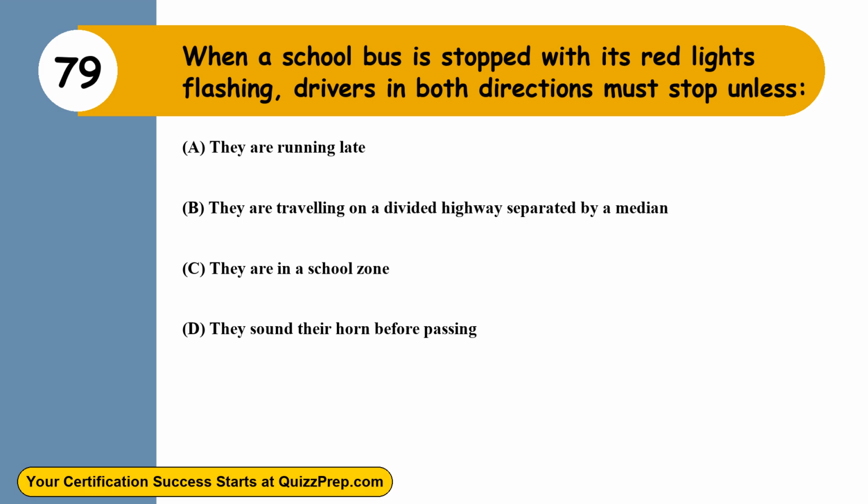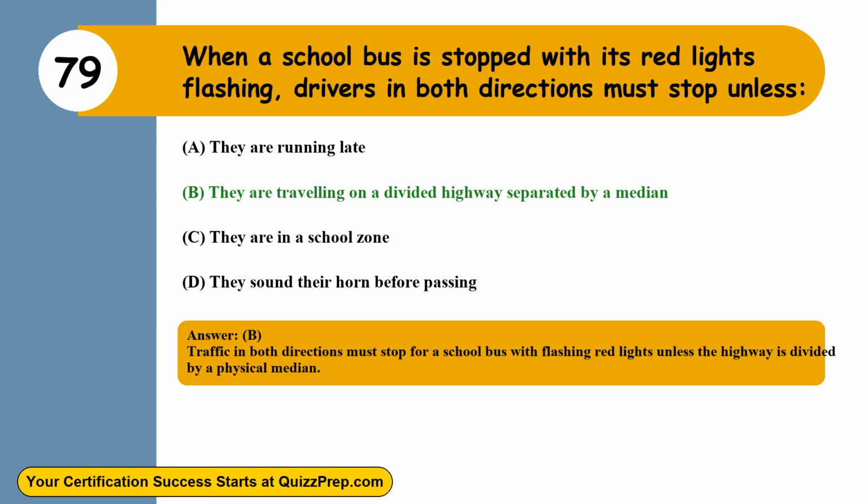Question 79. When a school bus is stopped with its red lights flashing, drivers in both directions must stop unless: Option A, they are running late. Option B, they are traveling on a divided highway separated by a median. Option C, they are in a school zone. Option D, they sound their horn before passing. The correct answer is option B. They are traveling on a divided highway separated by a median. Traffic in both directions must stop for a school bus with flashing red lights unless the highway is divided by a physical median.